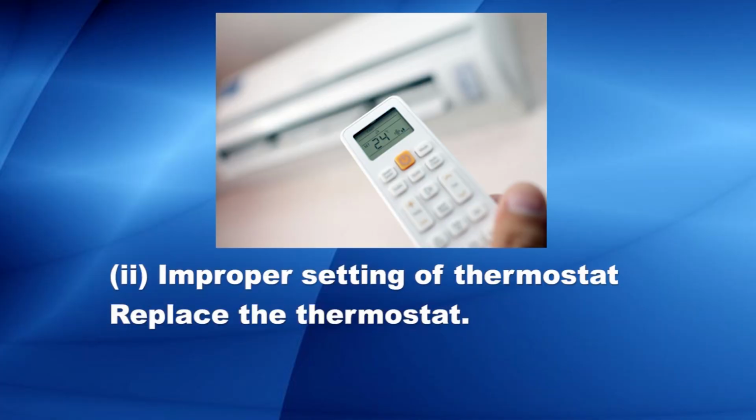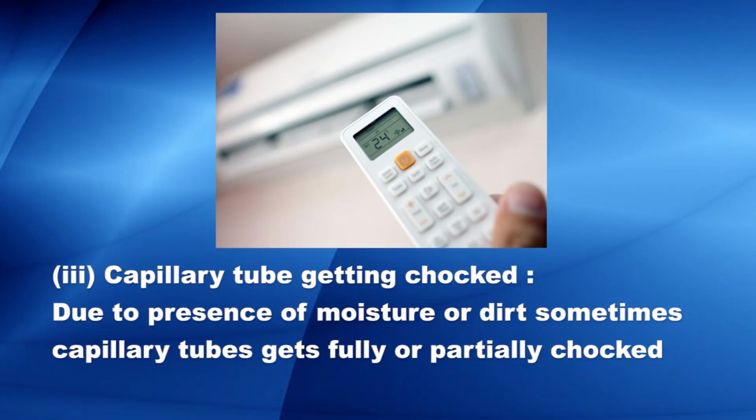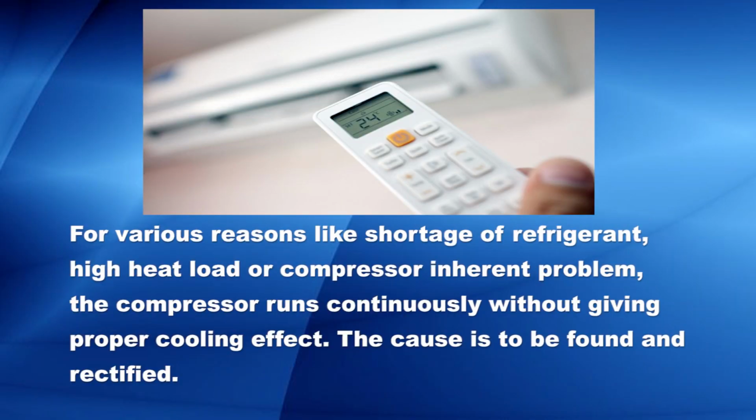The next issue is the improper setting of the thermostat. If it is noticed, replace the thermostat. Capillary tube getting soaked. Due to the presence of moisture or dirt, sometimes capillary tubes get fully or partially soaked. Compressor running continuously. For various reasons like shortage of refrigerant, high heat load, or compressor inherent problems, the compressor runs continuously without giving proper cooling effect. The cause is to be found and rectified.